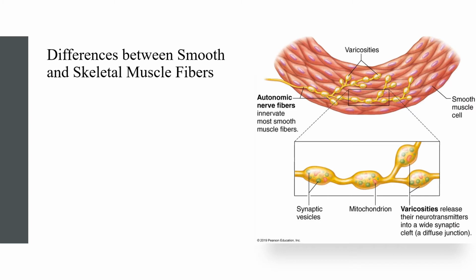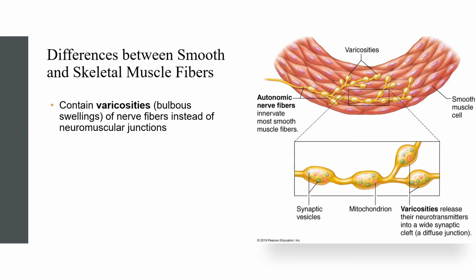So now we're going to talk about the actual nerve fibers that are going to innervate the smooth muscle. And they're going to be quite different from what we see in skeletal muscle. So in smooth muscle, we have these things called varicosities, which are going to be these swellings of the nerve fiber, okay? And this is going to be how you have interaction with the smooth muscle and the nerve, which is very different from what we saw in skeletal muscle fibers, which had these neuromuscular junctions.